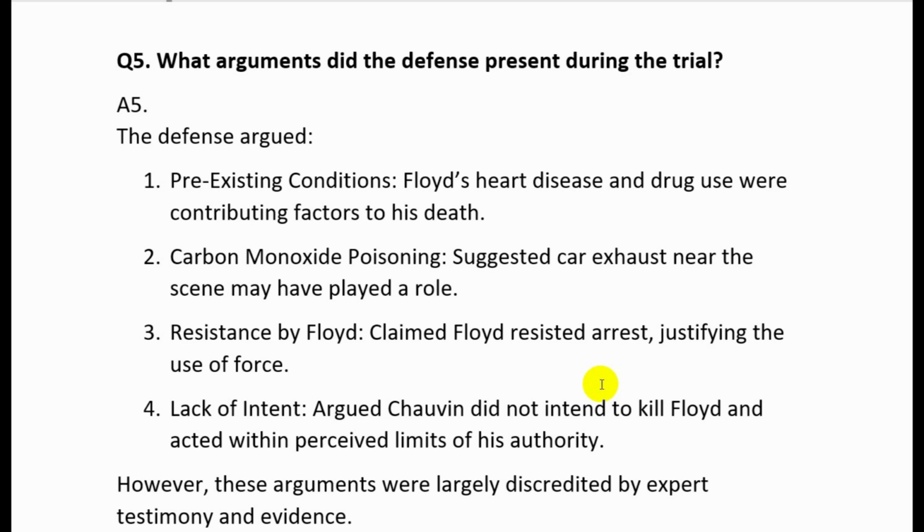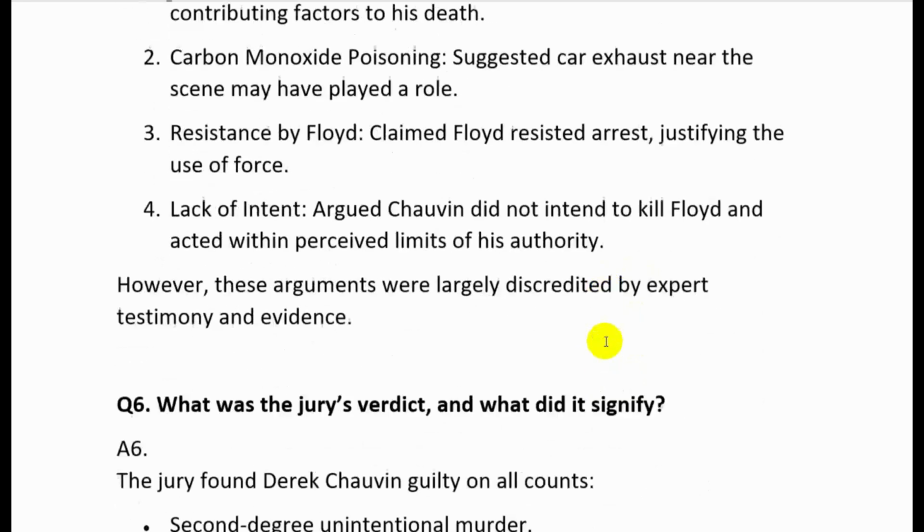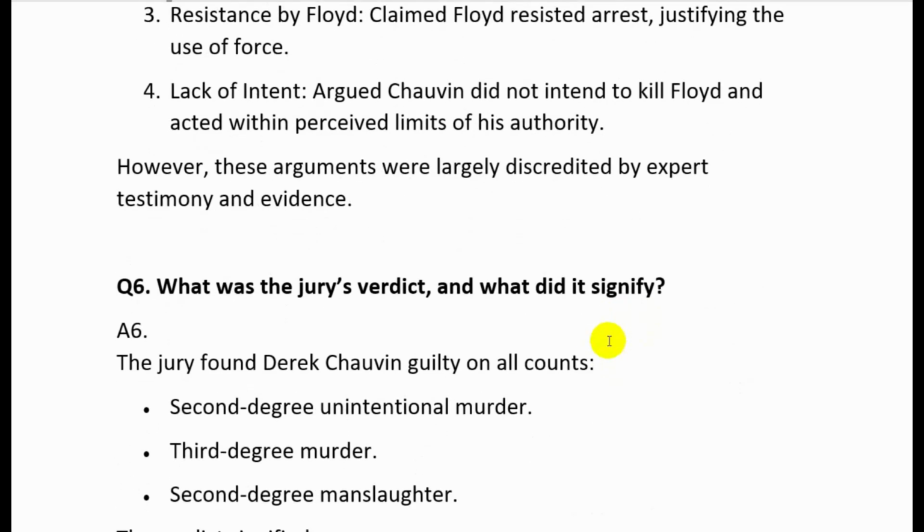Lack of intent. The defense argued that Derek did not intend, that there was no intention to kill Floyd, and his act is to be perceived within the limits of his authority, that as a police officer, he was acting within the limit of his authority. However, these arguments were largely discredited, were discarded by expert testimony, that is his fellow officers, and the evidence, that is the video recording evidence.